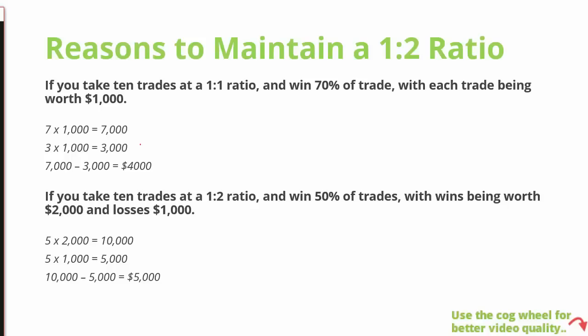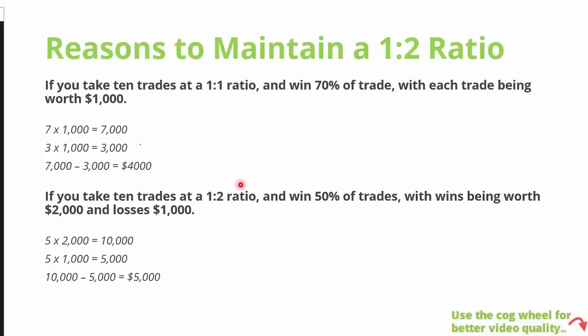I'm just going to talk about this a little bit further based on the previous point where I said it's much easier to be profitable. So let's look at why it's much easier to be profitable. If you take 10 trades at a risk to reward ratio of 1 to 1, you win 70% of those trades, with each trade being worth 1,000. So you've won 7 trades, you've lost 3 trades. With your 7 wins, you've won $7,000 because it's 1,000 per win, but it's also 1,000 per loss. With your 3 losses, you've lost 3,000. So your overall profit with a 70% win rate is 4,000.